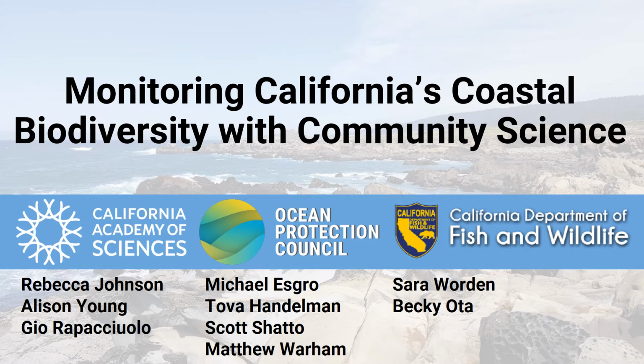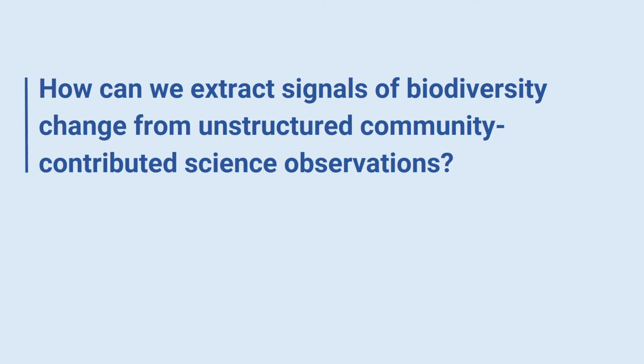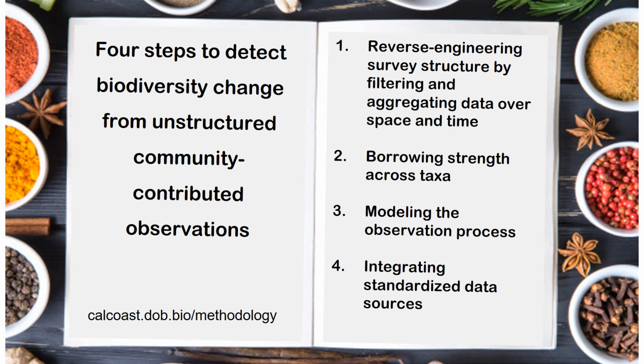This is where two California state agencies, the Ocean Protection Council and the California Department of Fish and Wildlife, had incredible foresight to fund a pilot project aimed at building the capacity to use crowdsourced community science data to monitor biodiversity across California's coastal and marine protected areas. The main question we set out to answer in this project was, how can we make the best use of crowdsourced and unstructured community contributed observations to extract signals of biodiversity change over space and time that can also be useful for management?